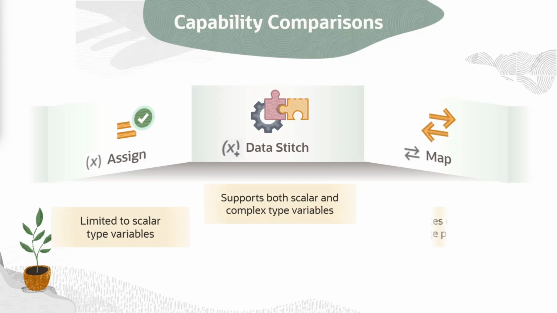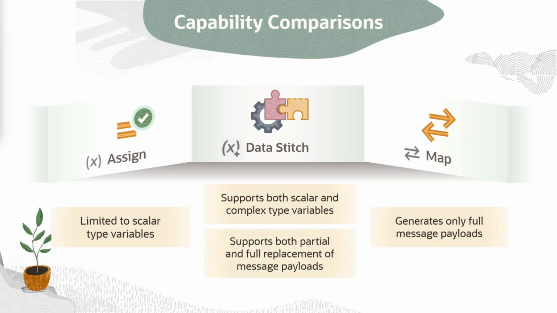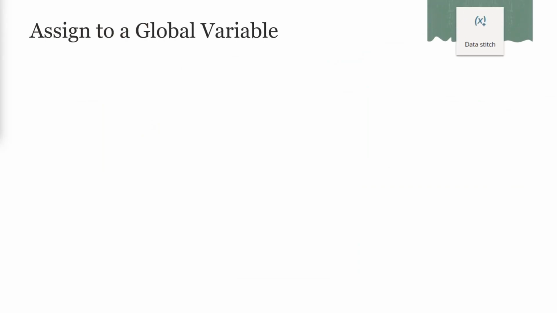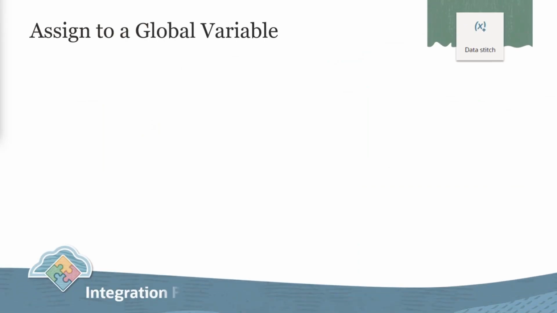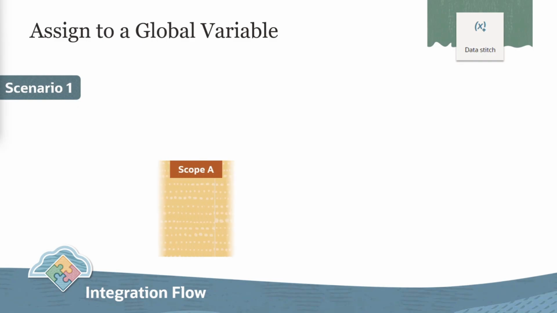For the mapper, it is designed to only build a full message payload specific to a subsequent invoke connection or other action requiring a message payload. If you attempt to map into an existing message, a full replacement of that payload occurs. The data stitch action, on the other hand, can be used for both a partial or full assignment of data to a message payload. So while there are many use cases for the data stitch action, I'll show you 2 common examples.